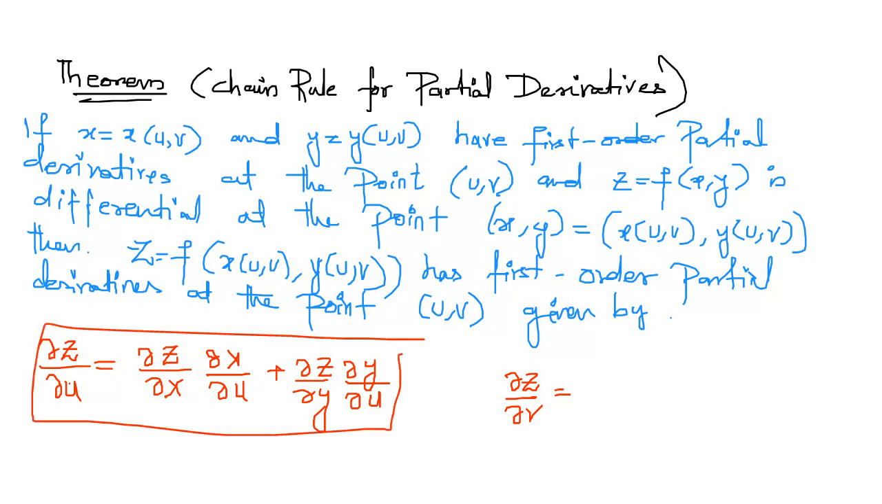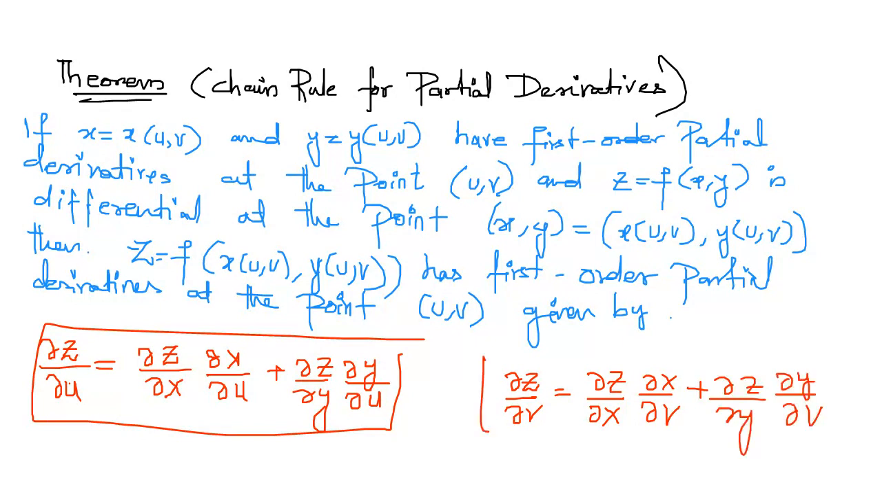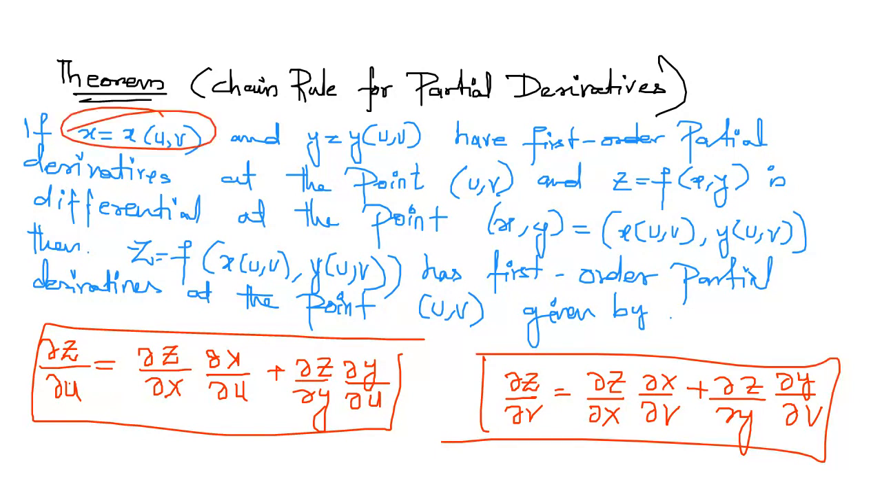So this is the first formula. The second is with respect to v: z with respect to x, and x with respect to v, z with respect to y, and y with respect to v. So this is the second formula, okay. This is because you have x in terms of u and v. So first you have to find with respect to u, and then you have to find with respect to v.